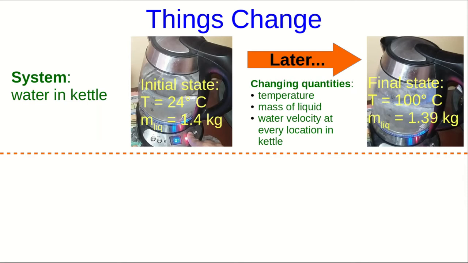It would actually take an infinite number of measurements to specify that, because the velocity at every point in the kettle would be different. It's often the case that the state of a system takes an infinite number of measurements to specify, but usually there are only a few measurable quantities that we're interested in, in this case, the temperature.